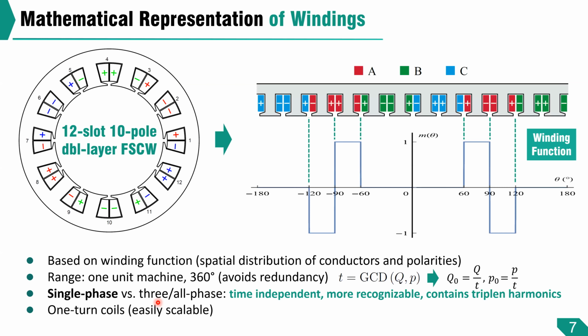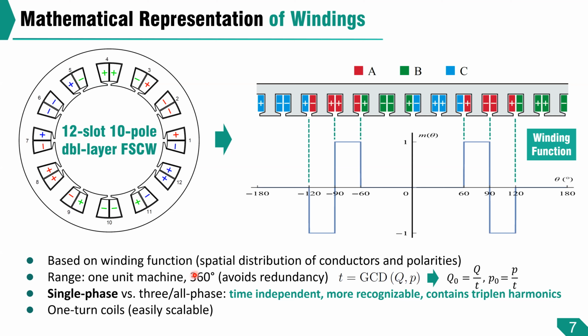This mathematical representation, we want it to be applicable to all windings: distributed windings, fractional slot concentrated windings, different slot pole combinations, etc. It will be based on the winding function, which contains the information of spatial placement of conductors and their polarity. We also want this representation to be as concise as possible. We only draw the winding function for a one unit machine, and we call that 360 degrees.